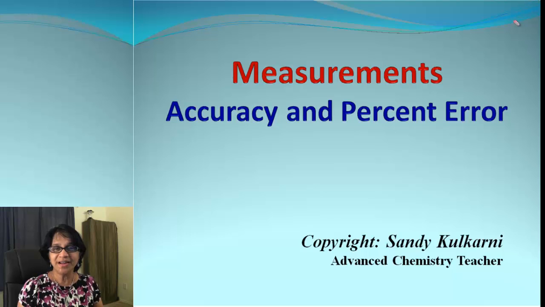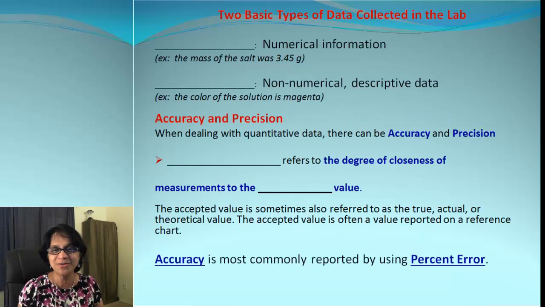In this video, let's talk about measurements in chemistry. And when we talk about measurements, we always deal with accuracy. And how do we measure accuracy? Using percent error. So let's learn more things about both accuracy and percent error.